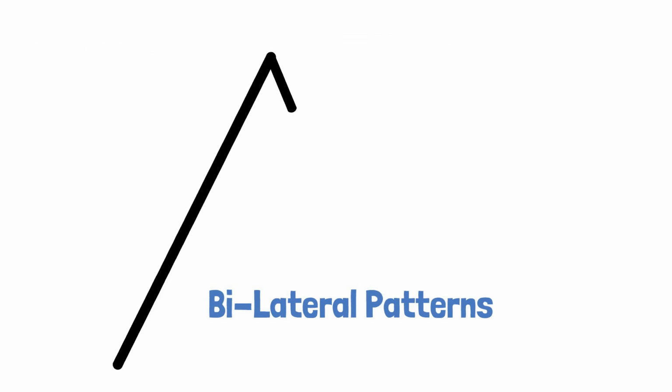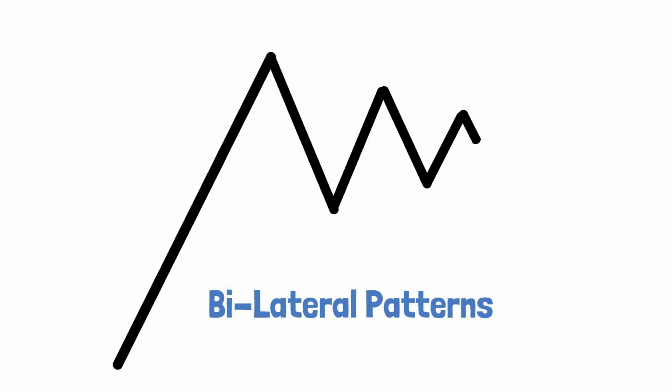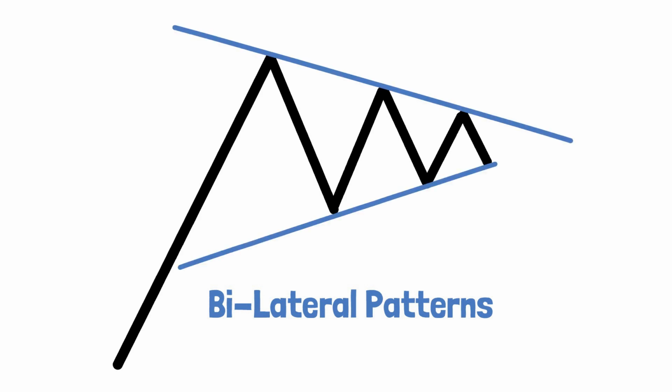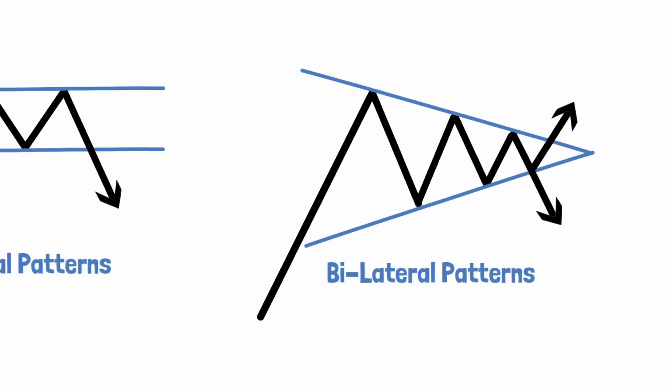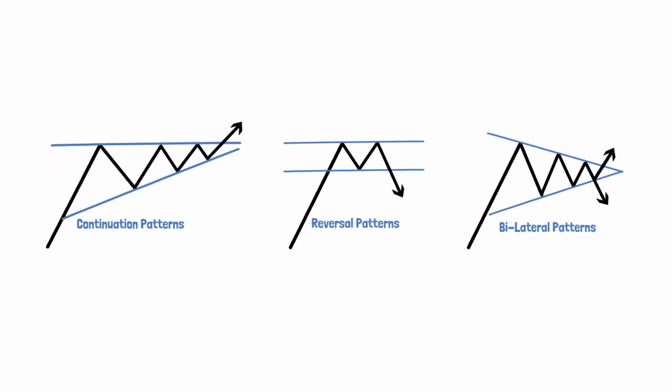And finally, we have our bilateral patterns, which are a combination of reversal and continuation patterns, and they provide pretty much a neutral signal. They simply display a pattern in which buyers and sellers are unsure of where the stock price should go until the price breaks in a certain direction, either upwards or downwards out of the pattern. But sometimes it will continue sideways, but very, very rarely.